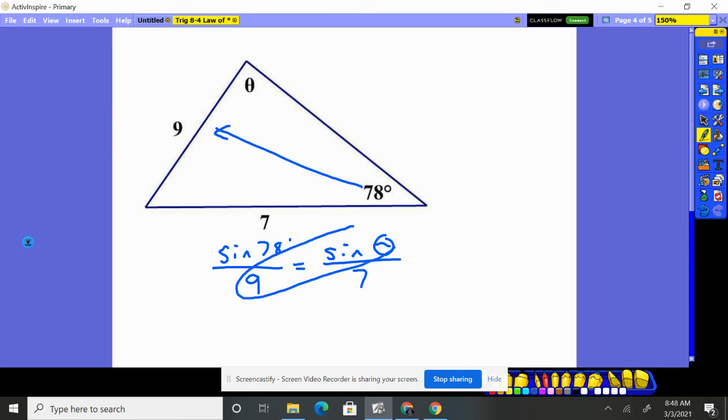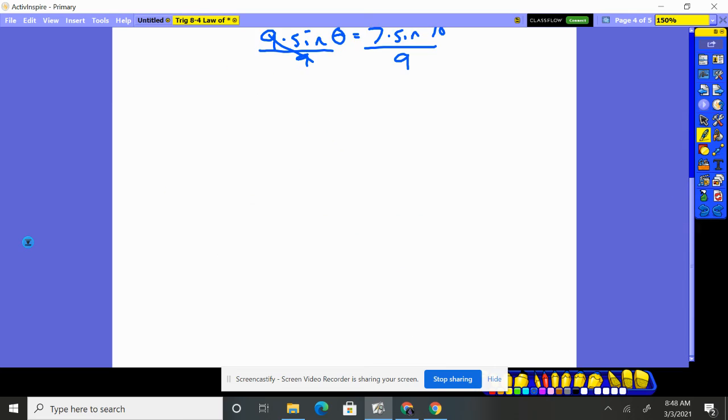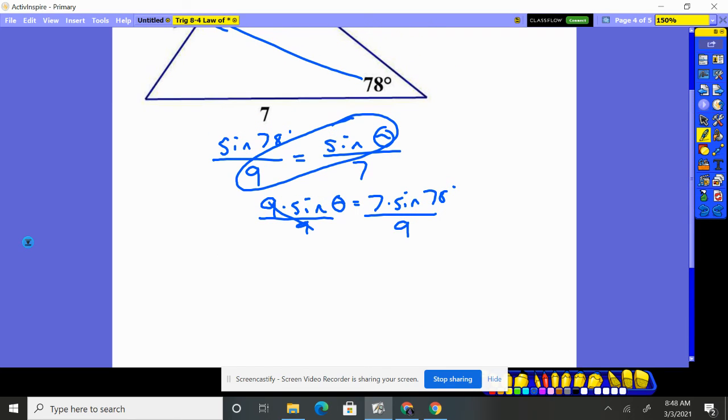So I'm going to say 9 times the sine of theta is equal to 7 times the sine of 78. And then we divide by 9. Sine of theta is approximately whatever this is. And then what are you going to have to do? You're going to have to take the inverse sine. Remember, if we're ever trying to find an angle, you're going to have to use the inverse button. So we want to do 7 times the sine of 78 divided by 9.